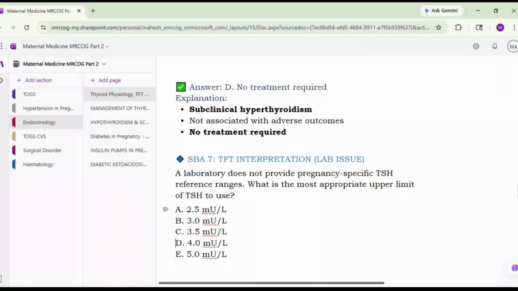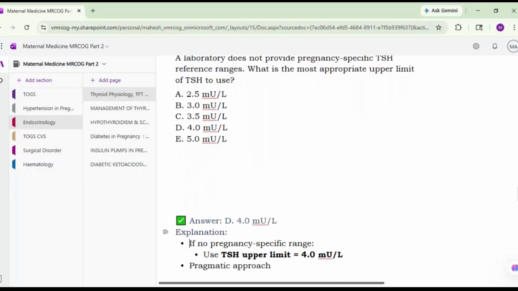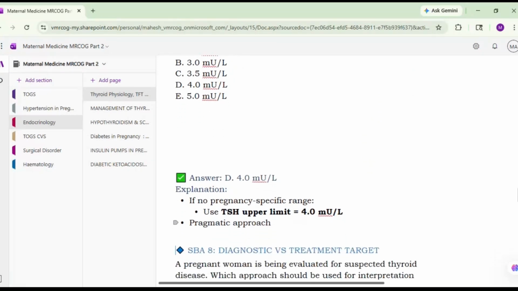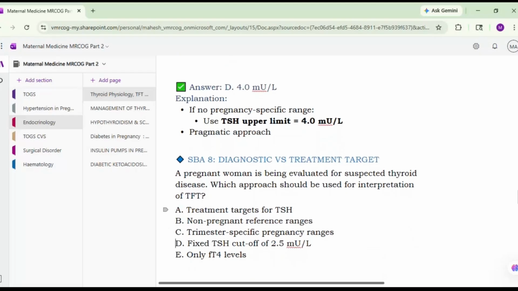A laboratory does not provide pregnancy-specific TSH reference ranges. What is the most appropriate upper limit of TSH to use? That is D, 4.0 milli units per liter. If there is no pregnancy-specific range, use a TSH upper limit of 4 milli units per liter. That is a pragmatic approach.